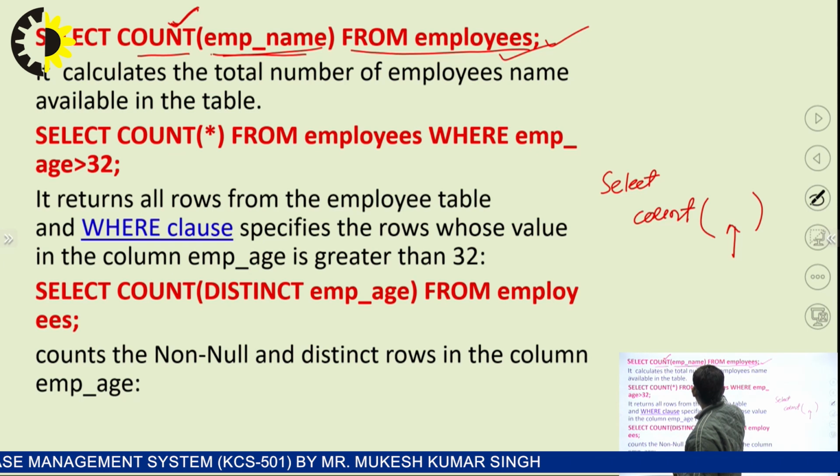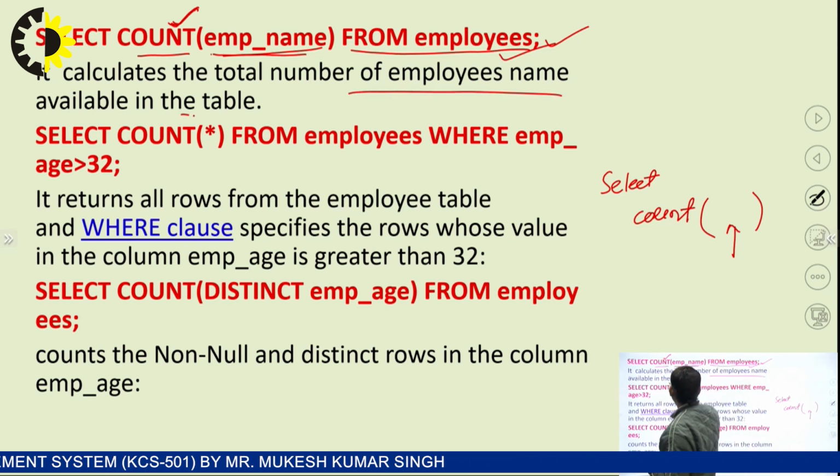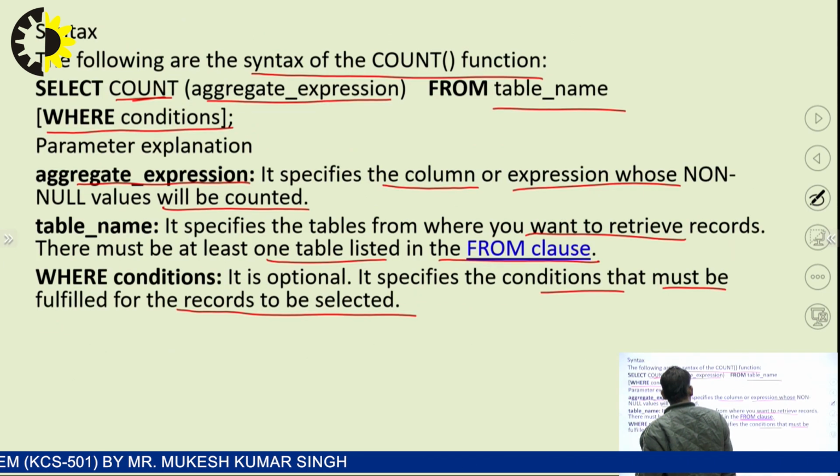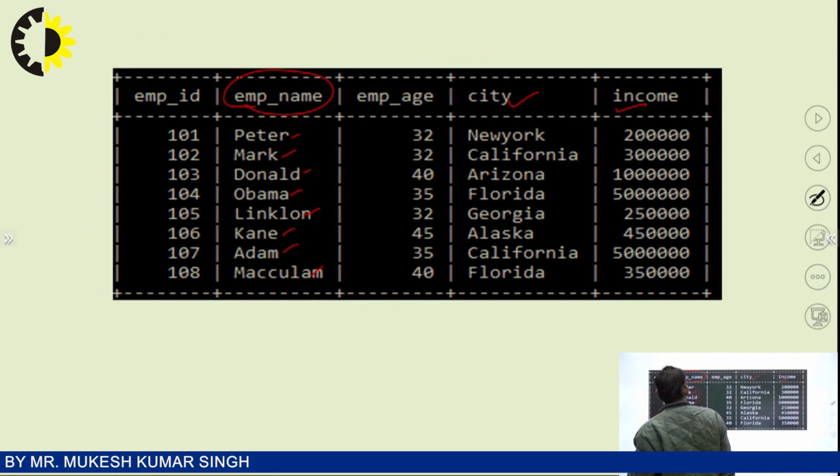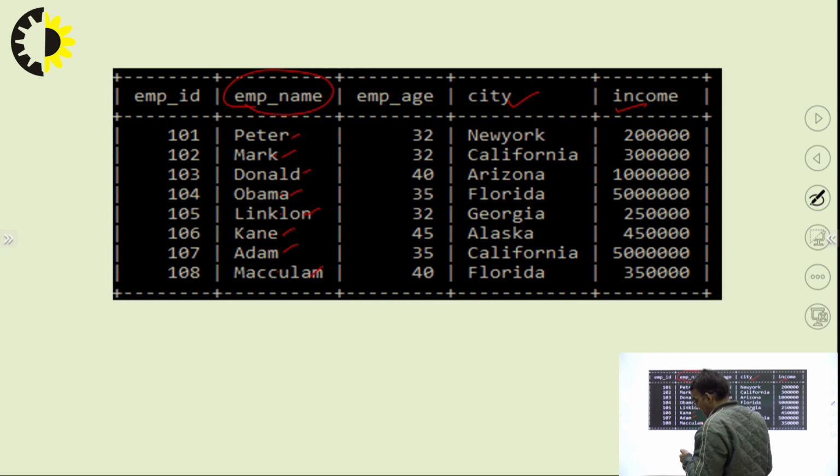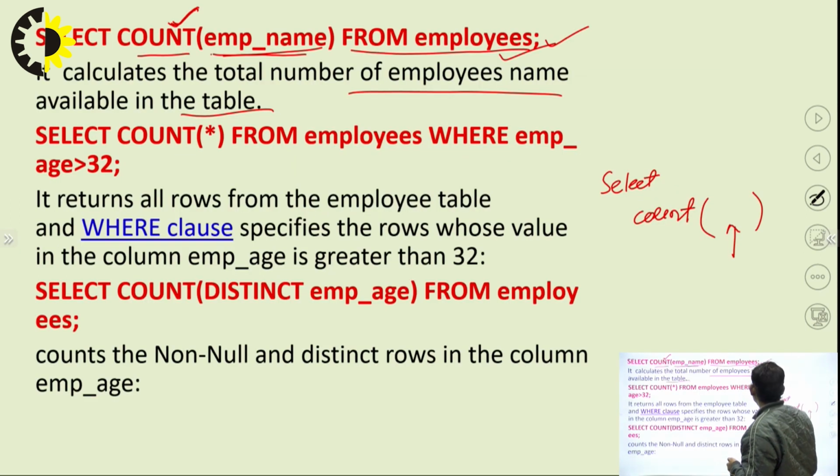It calculates the total number of employee names available in the table. How many employees are available in the table? There are 1, 2, 3, 4, 5, 6, 7, 8. 8 employees. What will be the answer? The answer will be 8.